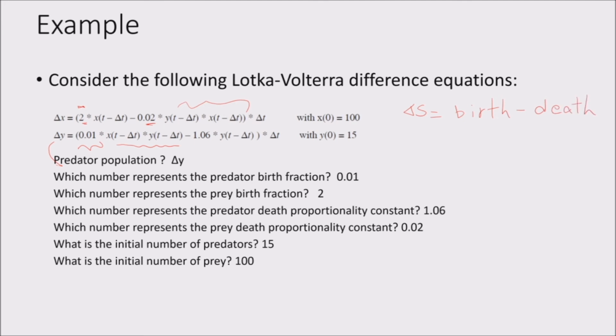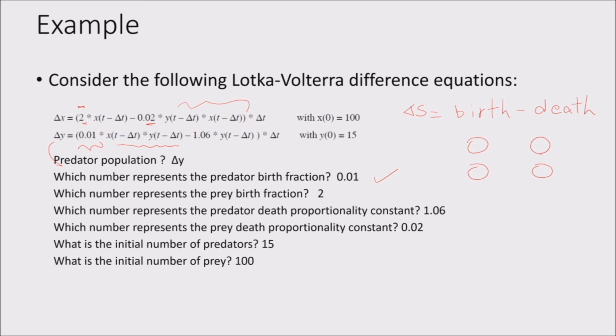In this case, whatever you have in the front is the birth fraction, and what you have in the second part is the death fraction. So let's say we did this one, it is 0.001. If you know what the predator is, you know what the birth fraction of that is, and which number represents the prey fraction.